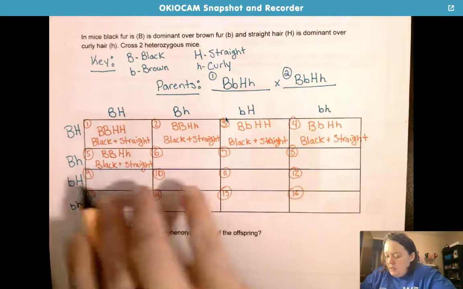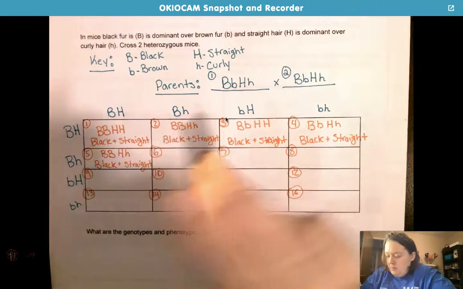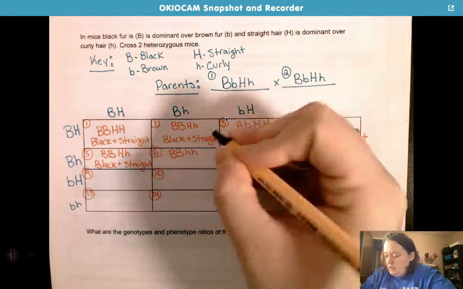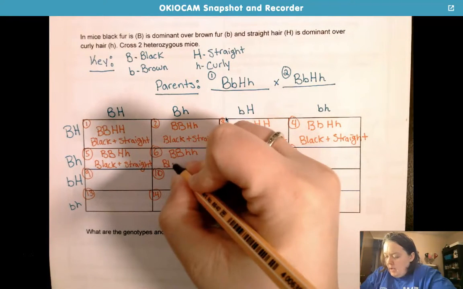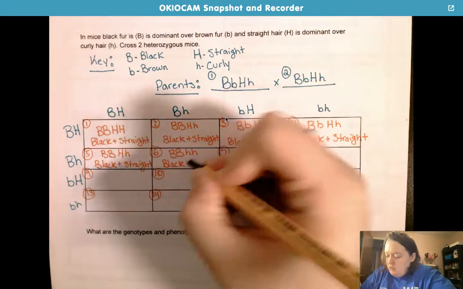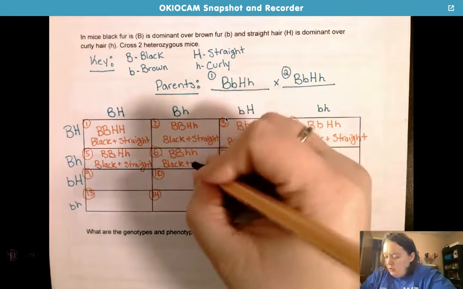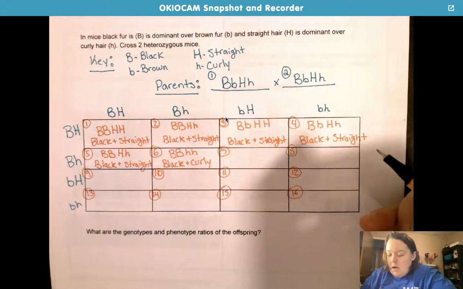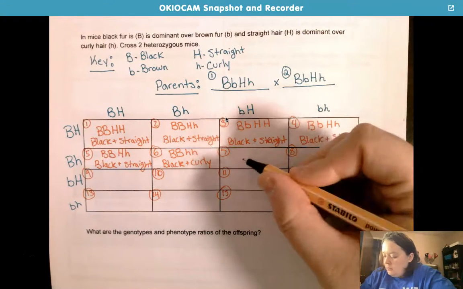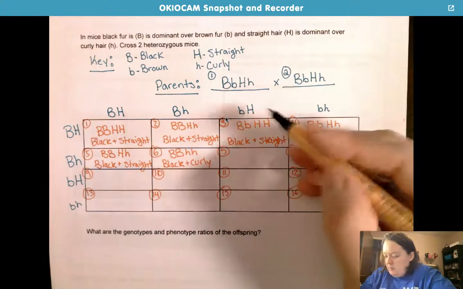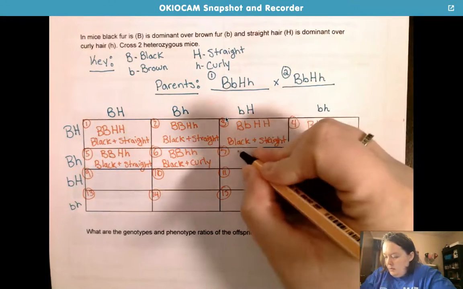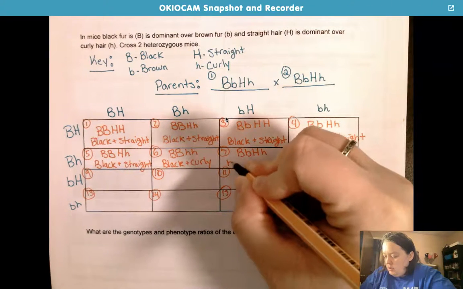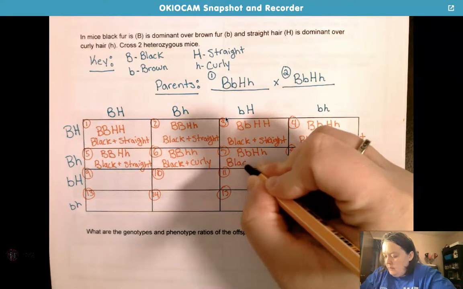For number 6, we have this gamete combining with this gamete to give us 2 big B's and 2 small h's. Big B stands for black, but in this case, 2 small h's stands for curly. This offspring will have black curly hair. For number 7, we have this gamete combining with this gamete at the top. We'll have big B, large H, small h. Again, this one is black and straight.